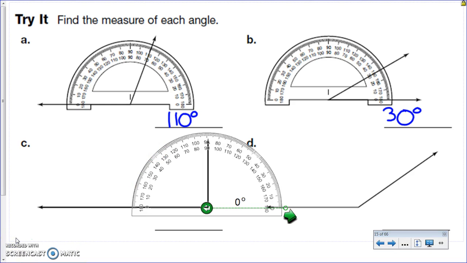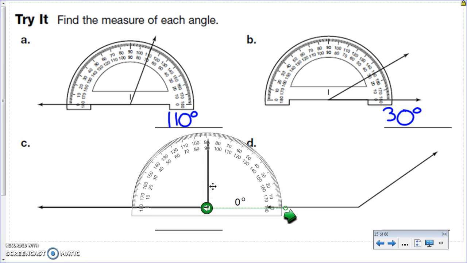For C, you're going to need to take your protractor and line it up. So find the little 0 mark. It's a little hole right in the middle there. Line that up on the vertex. Look at what side the 0 is on. It should be on the bottom on the left here. And then you're going to take your line and measure it here.